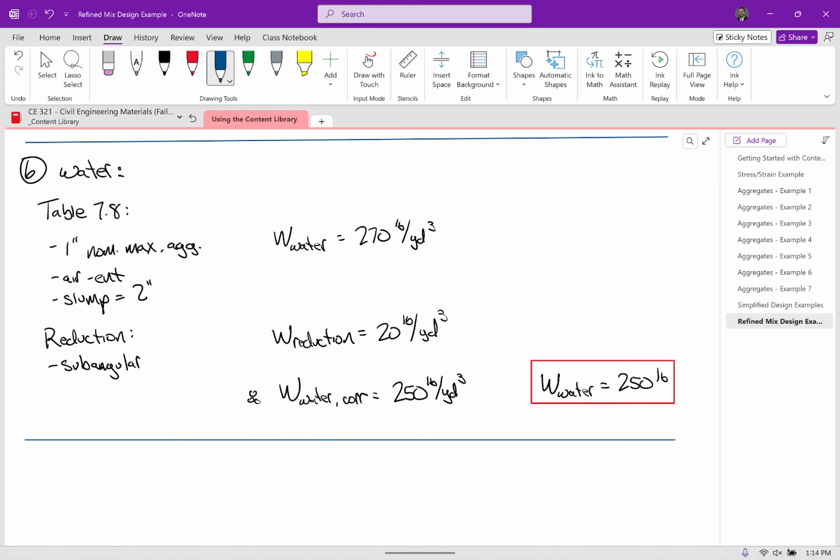There's our water weight. And again, I'm just expressing the weights as pounds. I'm not really worried about the pounds per cubic yard because at the very end my answer is how much is for a single cubic yard of concrete. So it's already going to be baked into the answer.